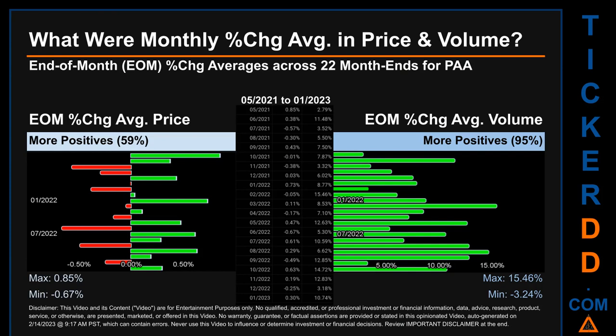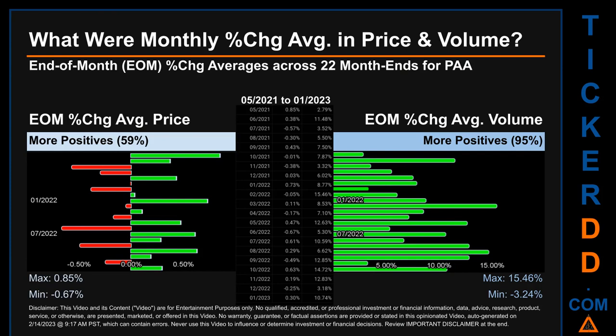From 2021 to 2023, 13 out of 22 month ends had a positive percentage change in average price. That is 59% of month ends saw a positive percentage change in average price. In terms of volume, 21 out of 22 month ends had a positive percentage change. That is 95% of month ends saw a positive percentage change in average volume.